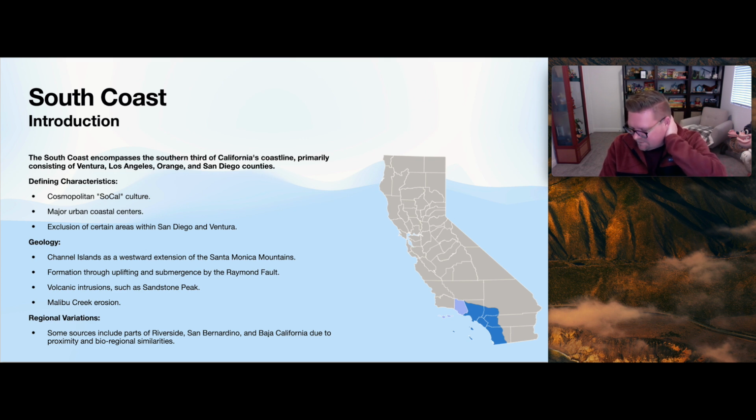That's part of where MASH, the old TV show MASH, was filmed. Some sources within the region variation include parts of Riverside, San Bernardino, and Baja, just due to its bioregional similarities. So there's a little bit of overlap, as you can see, within these counties.